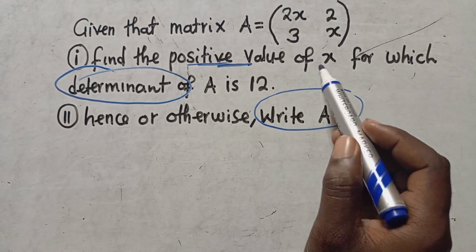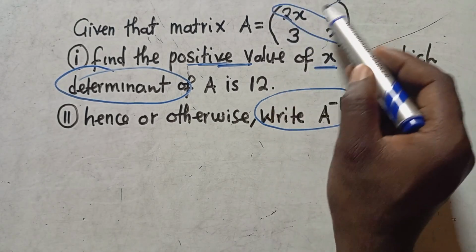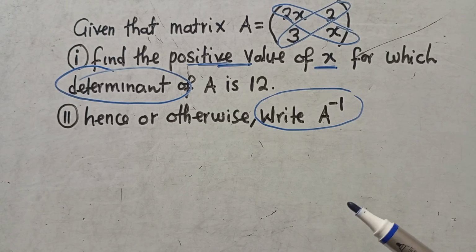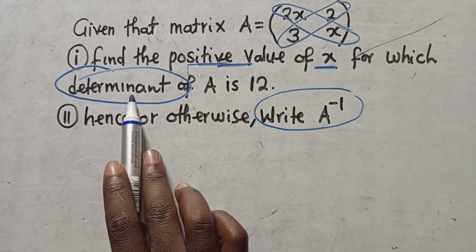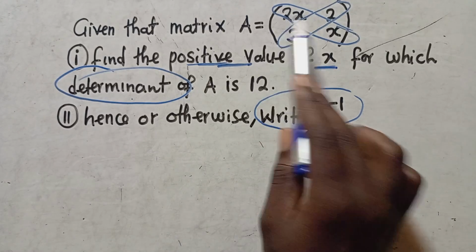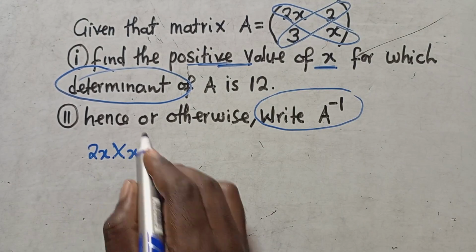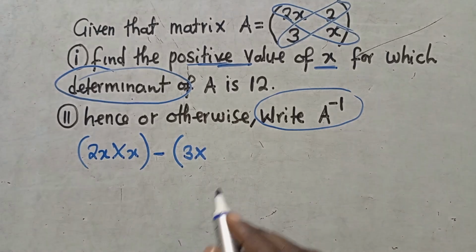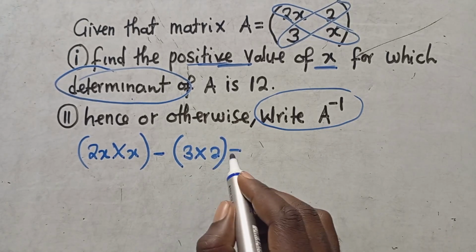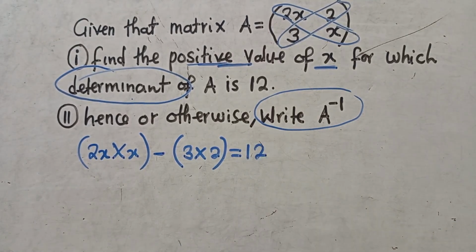The question is saying we find the value of x. This is a matrix. You know that this is the major diagonal, this is the minor diagonal. So how do you find the determinant? You just use the concept of the determinant, then equate to 12. So you say 2x times x, minus the minor diagonal, 3 times 2, equal to the determinant. What is the determinant? The determinant is 12.